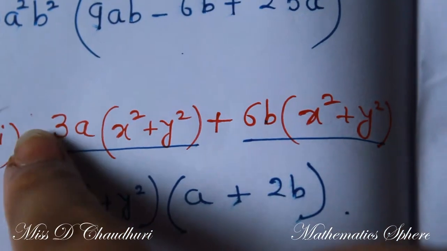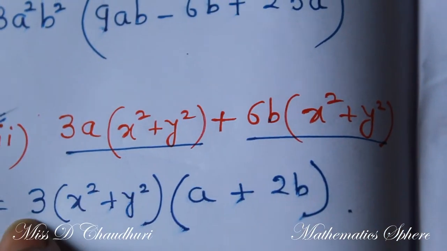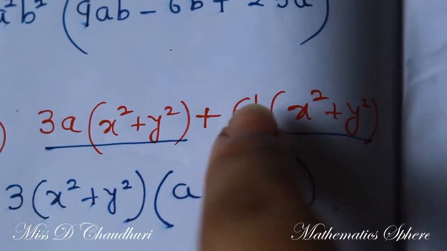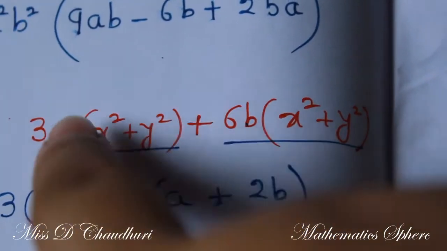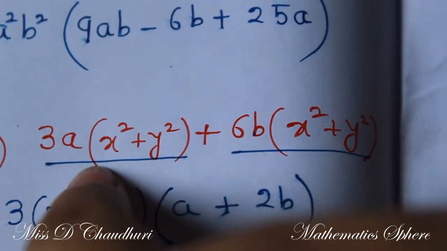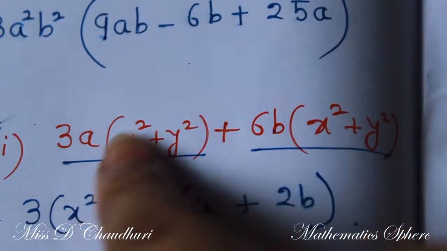First you see, out of 3a and 6b, 3 can be common, so I have taken 3 common out here. a and 2b will remain as it is. Now you see this thing, this is important. Do not open the brackets here. Here this full thing and here this full thing is common out of these two terms.